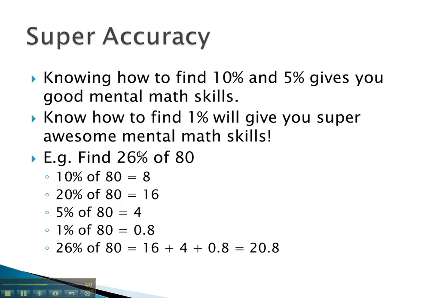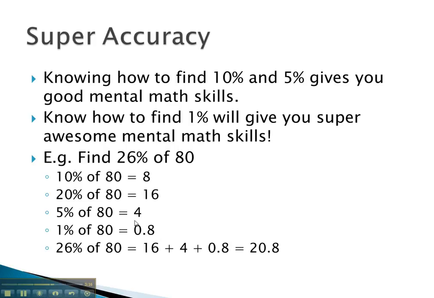For example, find 26% of 80. Yeah, you can use 25 and get pretty close. But what if you knew how to do 1%? Let's look at that. 10% of 80 is 8. Easy. 20% of 80 is double 10%, 16. 5% of 80 is simple, half of 10%, or 4. So there I've got 25% is going to be 20, right? Combining the 20 and the 5%.